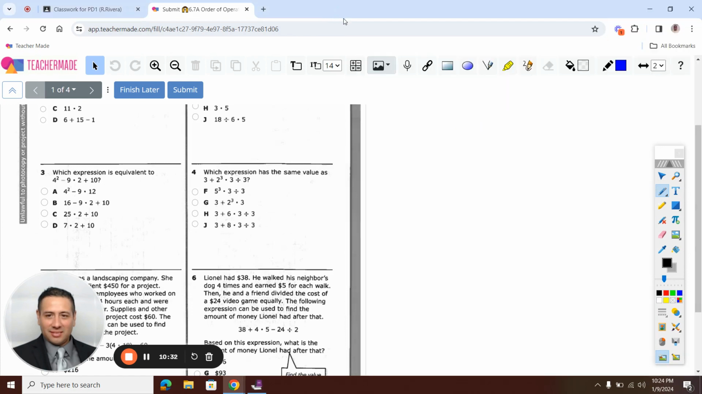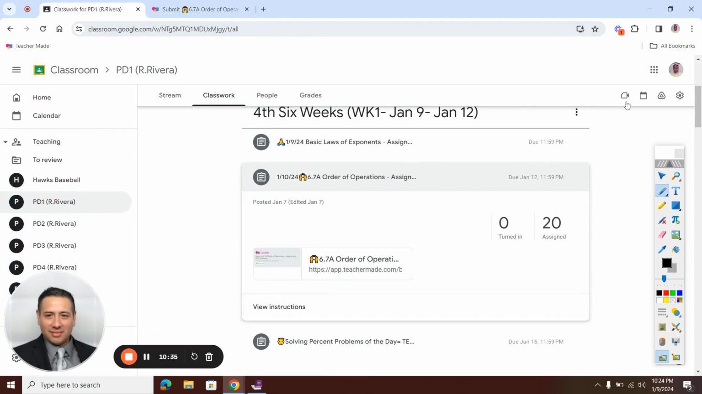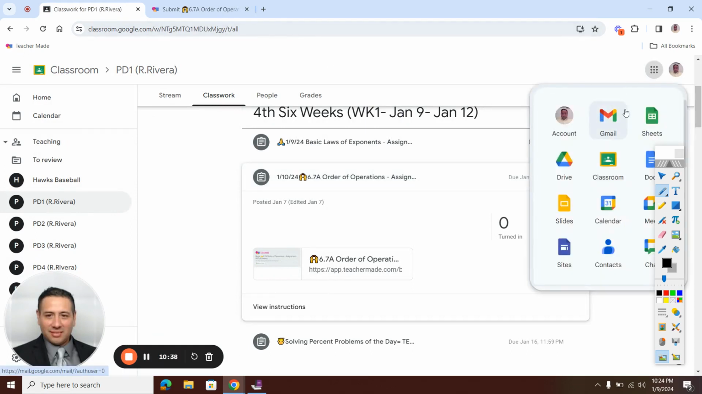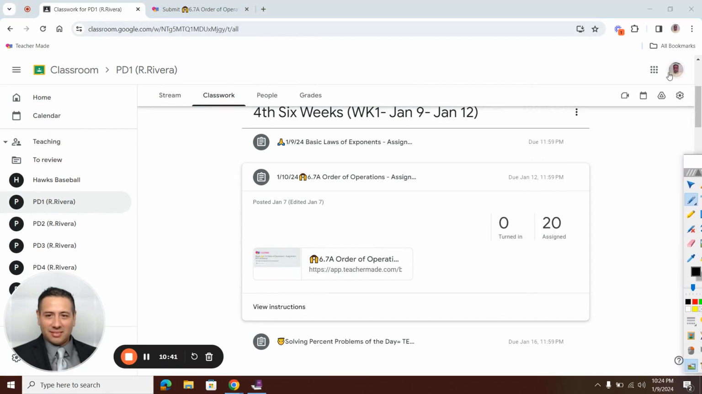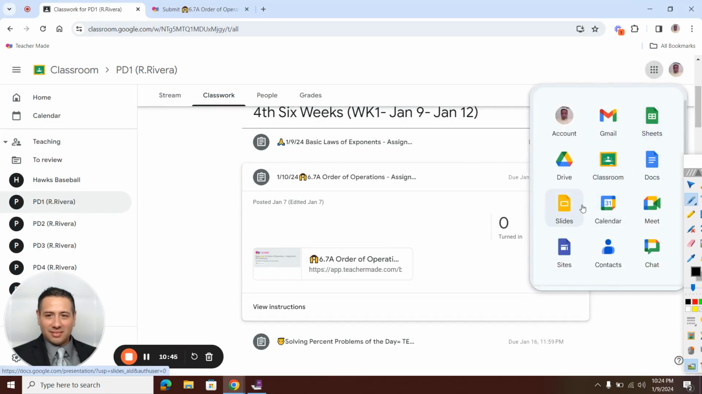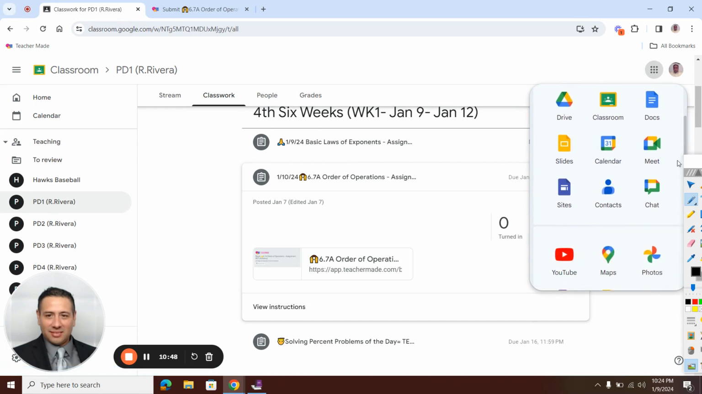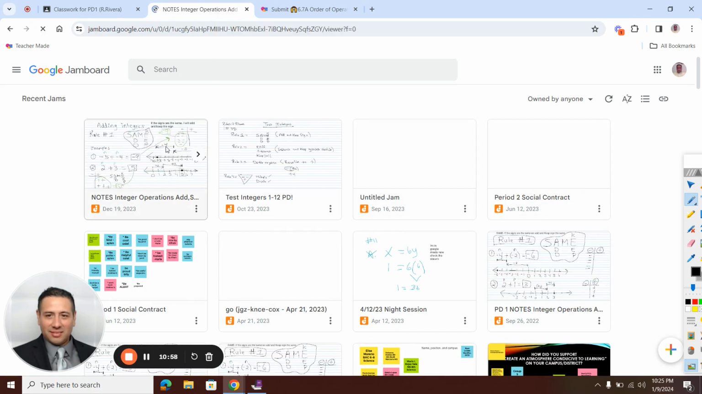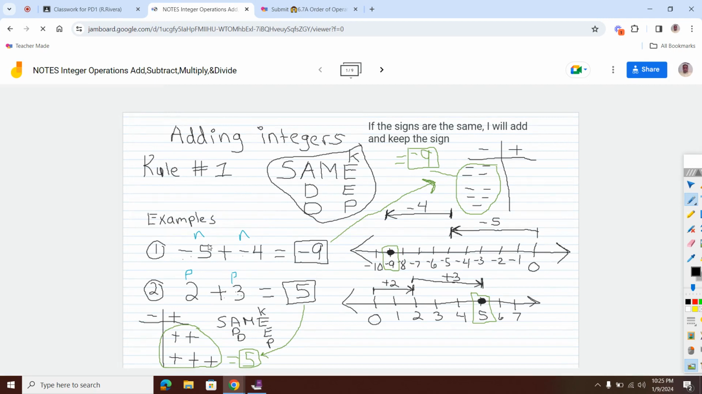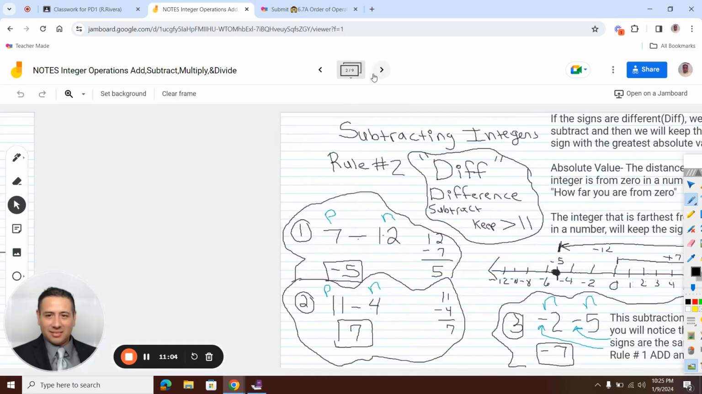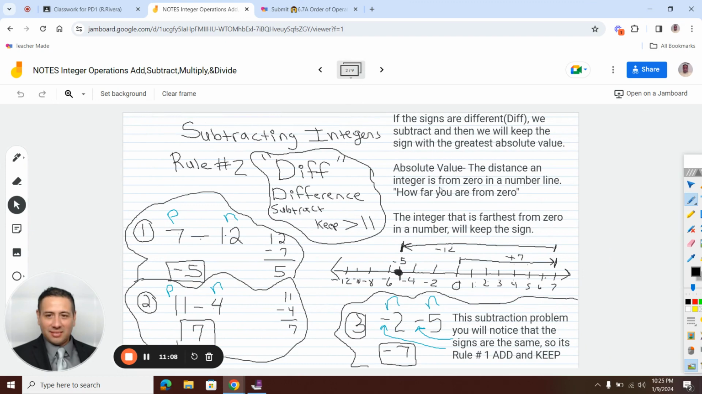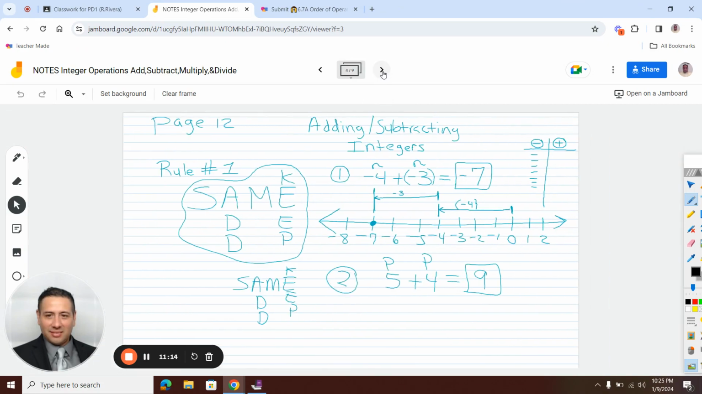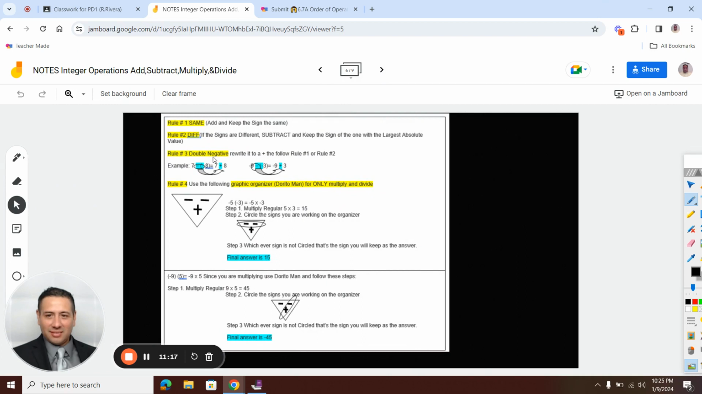If I forgot my integer rules, I can go to my classroom, go to the waffle, and go look for Jamboard. Okay, so I'm going to scroll down until I find Jamboard. There's Jamboard. Click there, and you will find that I gave you the notes of integer rules. So if I forgot my integer rules notes, there's examples, there's the integer rule, there's examples with details of what I'm talking about, using number lines, using integer chips, okay? And then there's a summary on slide 6 of all the rules.